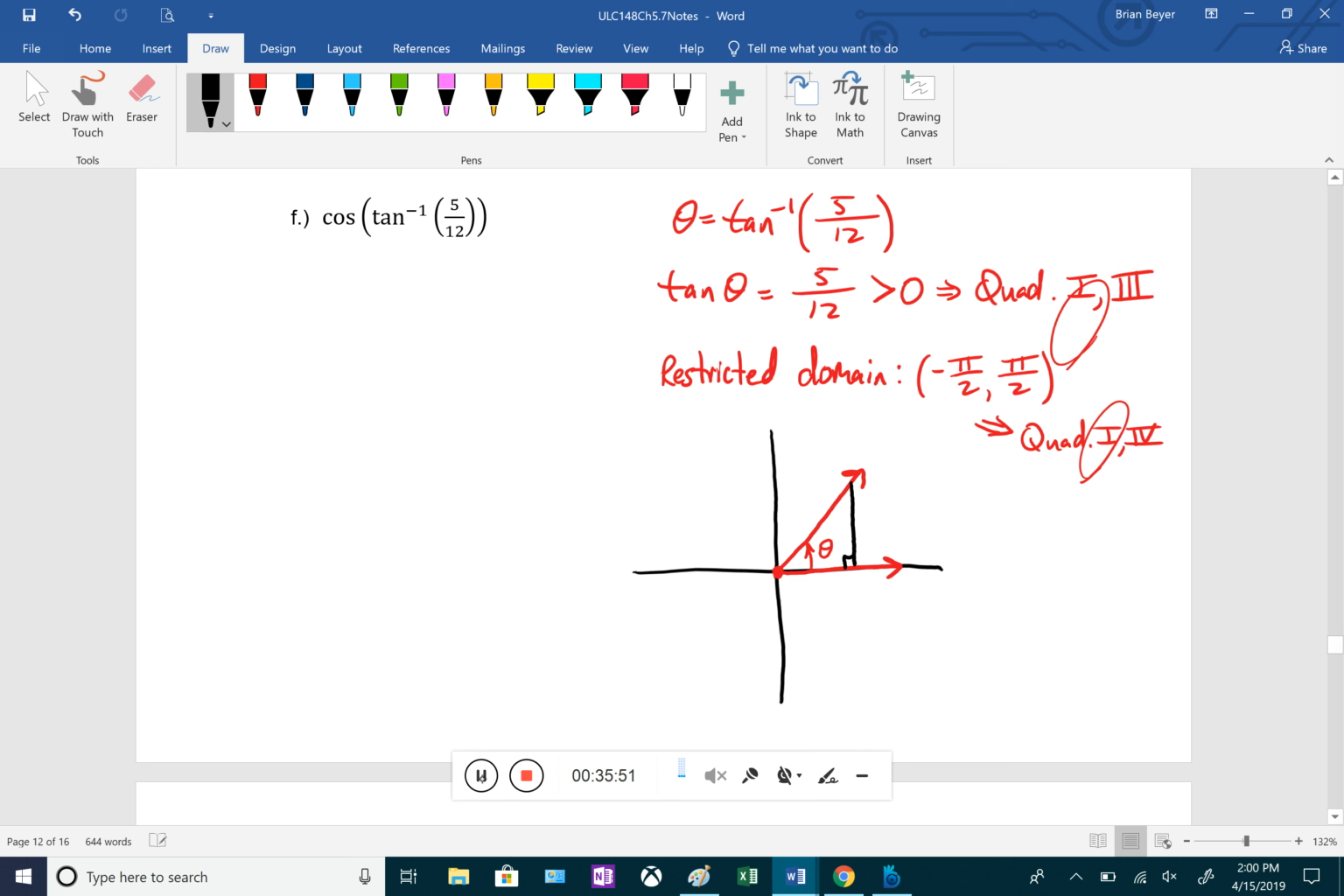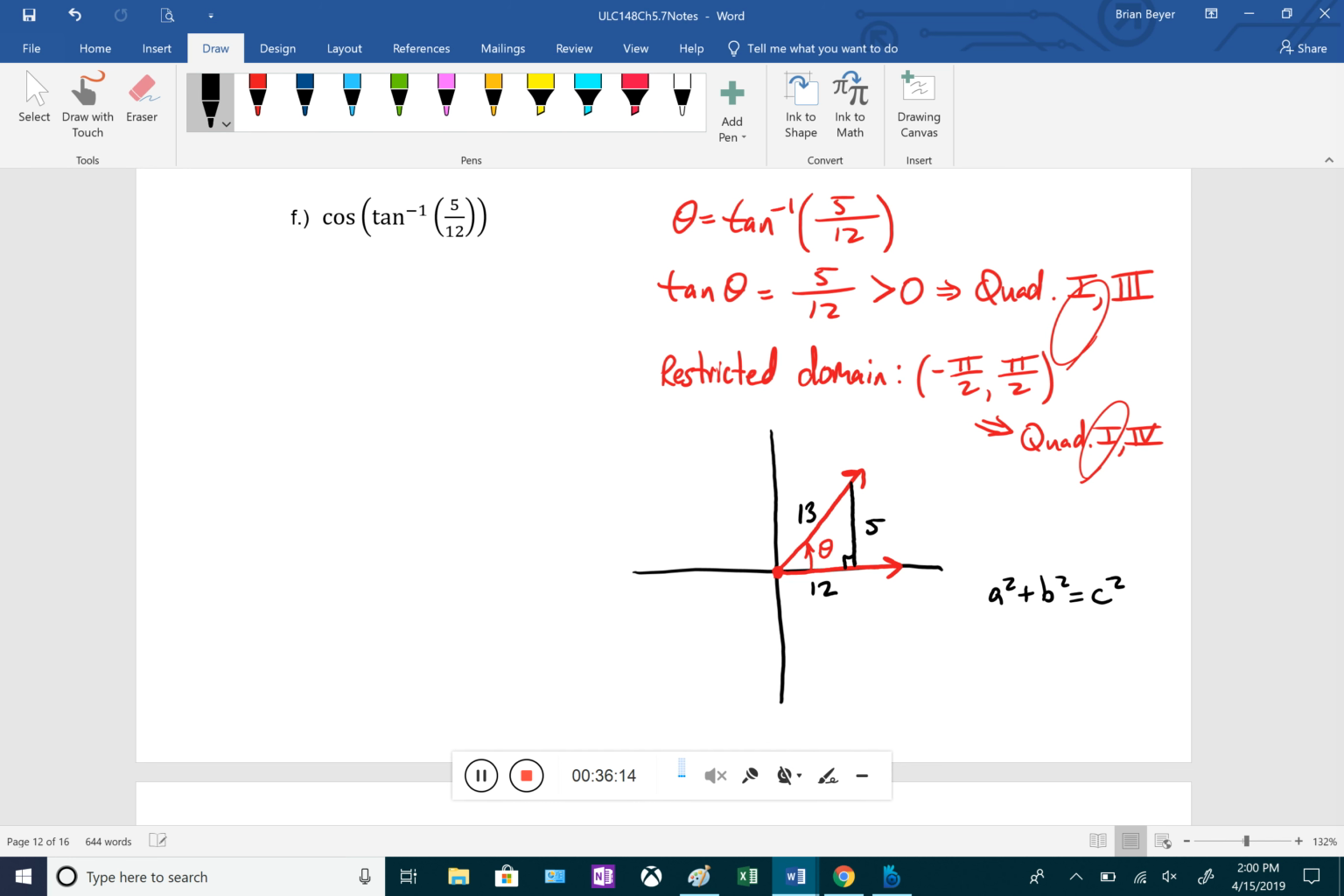Now we're going to use the fact that tangent of theta is 5 over 12. Tangent is opposite over adjacent, so we label the sides. And then we also need to find the missing side using the Pythagorean theorem, which is going to give us 13.